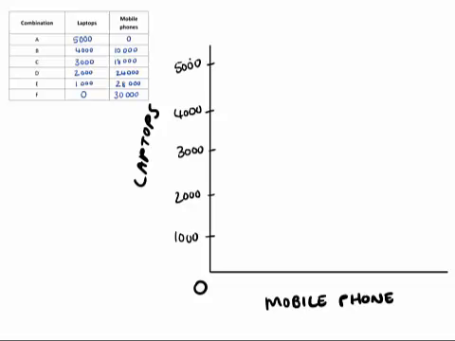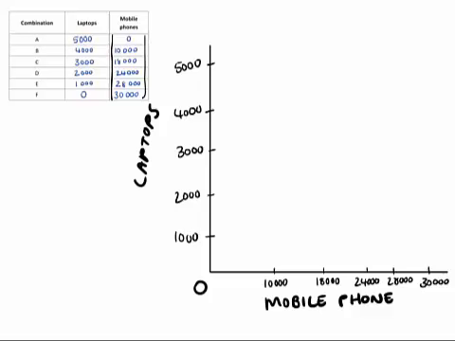On my horizontal axis, I want to plot the values given to me in this column over here. So let's start with 10,000 mobile phones. Then we have 18,000 mobile phones. Then we have 24,000 mobile phones, 28,000 mobile phones, and lastly 30,000 mobile phones.